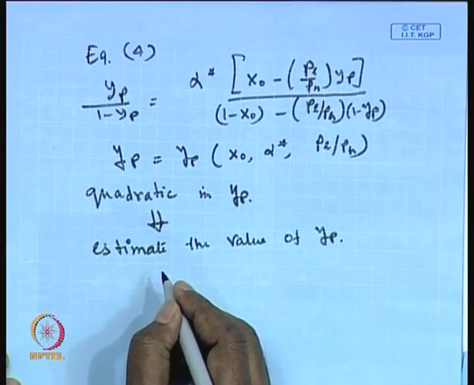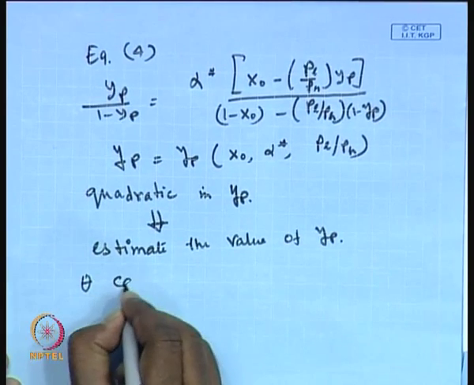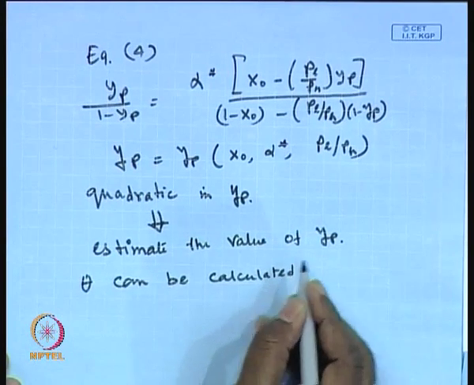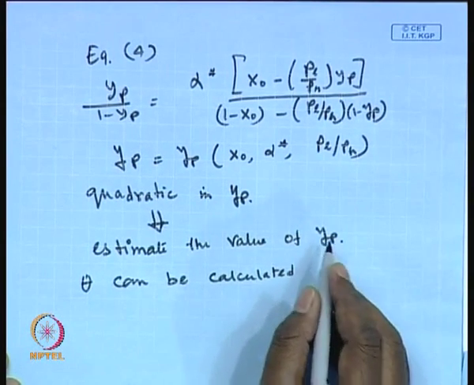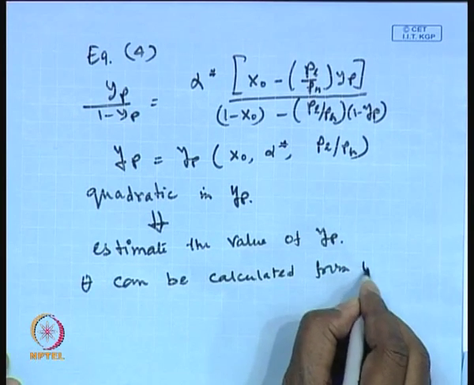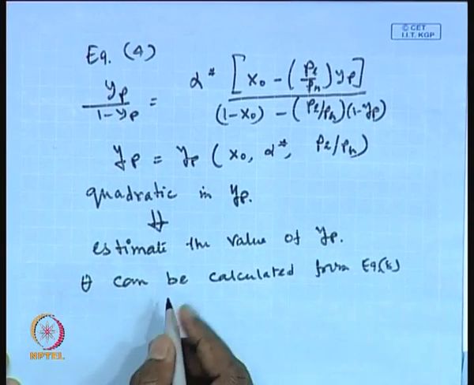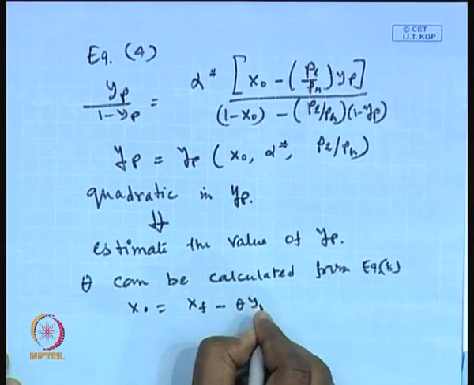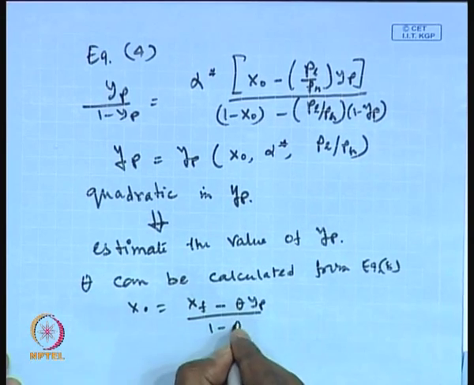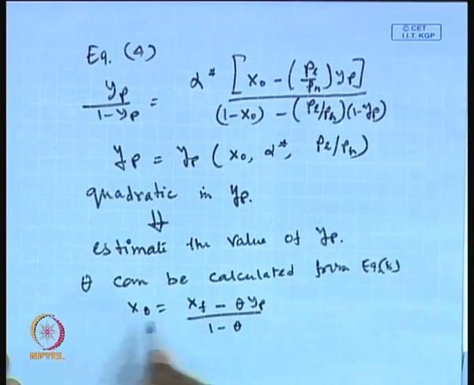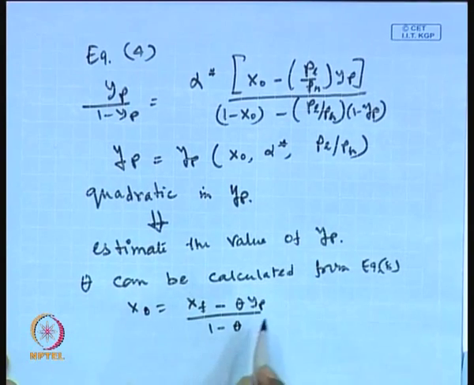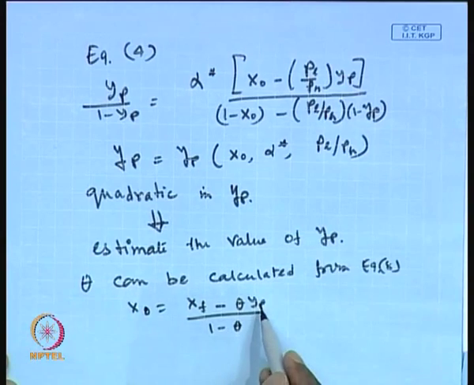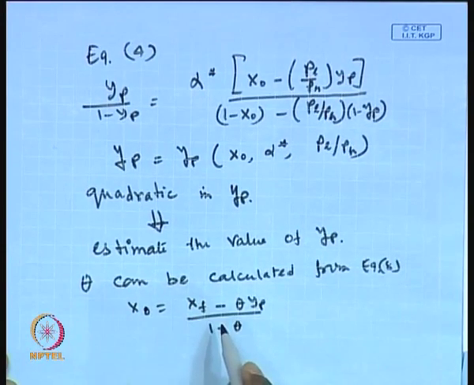you can get the value of theta. Theta can be calculated from equation 8. What is that equation 8? That is x naught is equal to x f minus theta y p divided by 1 minus theta. This equation we have written. From this equation, y p you have estimated and x f is known, so you can estimate the value of theta.